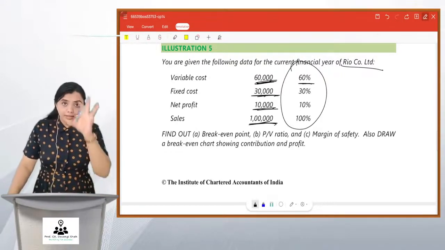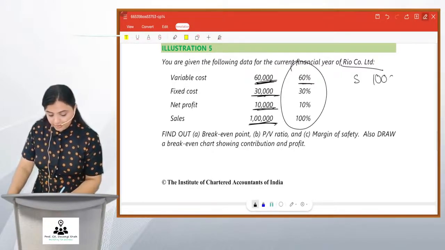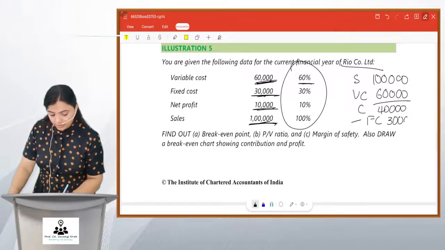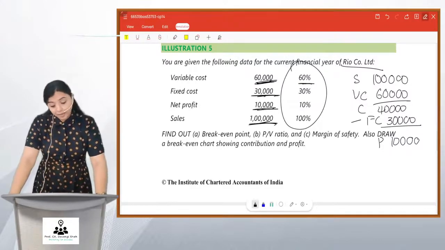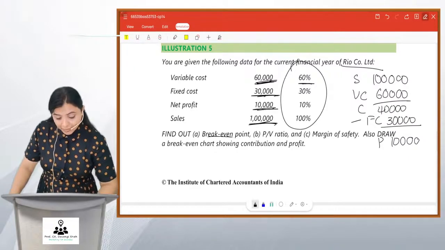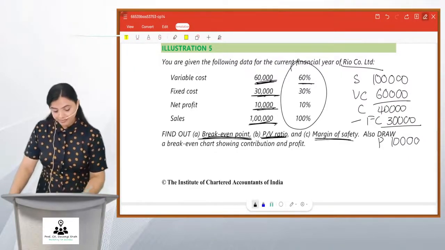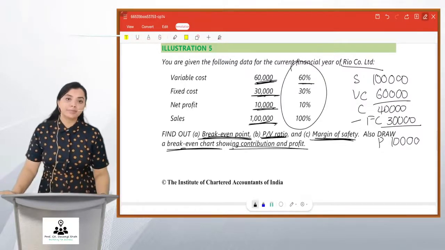So if I were to make this in profitability statement format, it would be sales 1 lakh minus variable cost of 60,000 would give me contribution of 40,000 minus fixed cost of 30,000 would give me profit of 10,000. Correct, friends? This would be my profitability. Find out break-even point, PV ratio, margin of safety. Also draw break-even chart showing contribution and profit.